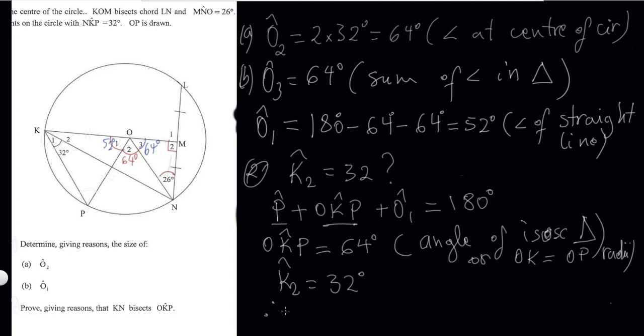So by conclusion, we'll say KN bisects OKP. The reason is because these two sides are equal, so these two angles are equal. When the two angles are equal, we say bisect.